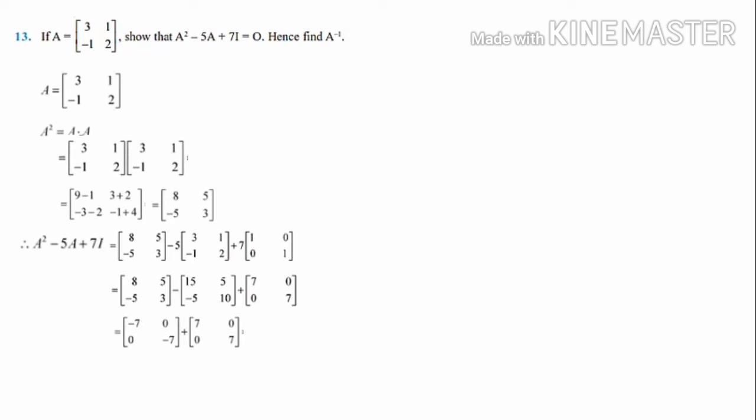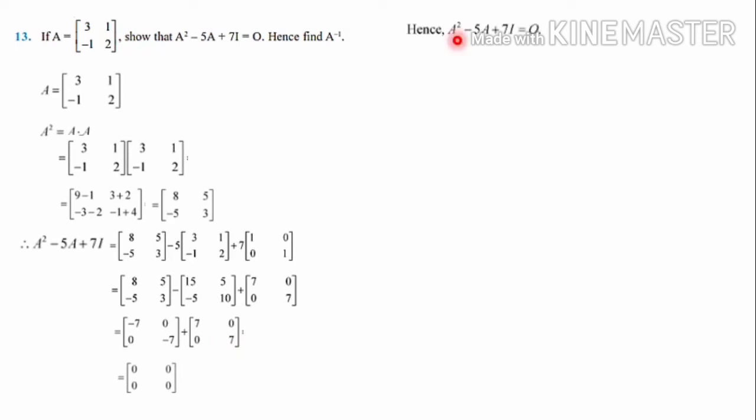First two matrices if you add or subtract, that is 8 minus 15, that is minus 7, 5 minus 5, that is equal to 0, minus 5 plus 5, that is equal to 0, 3 minus 10 is minus 7, plus 7 0 0 7 is the same. When you add minus 7 plus 7, it becomes 0, 0 plus 0 again 0, 0 plus 0 again 0, minus 7 plus 7, that is equal to 0.